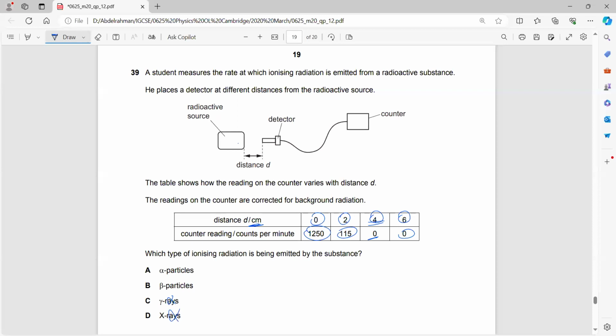Is it alpha or beta? We know that alpha has the shortest range. In this case, it can only travel up to 2 centimeters, an extremely short distance. Okay.